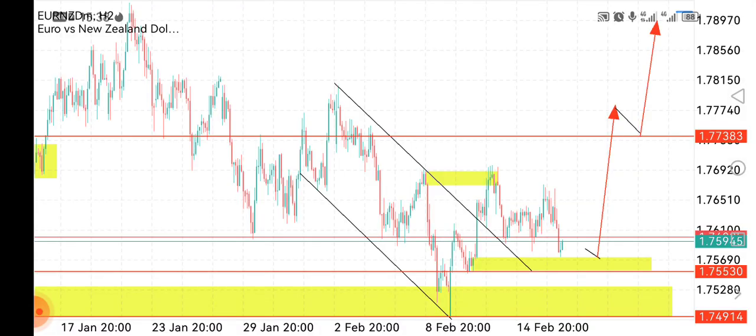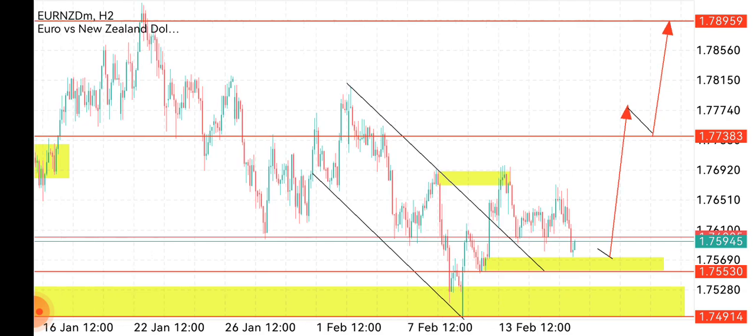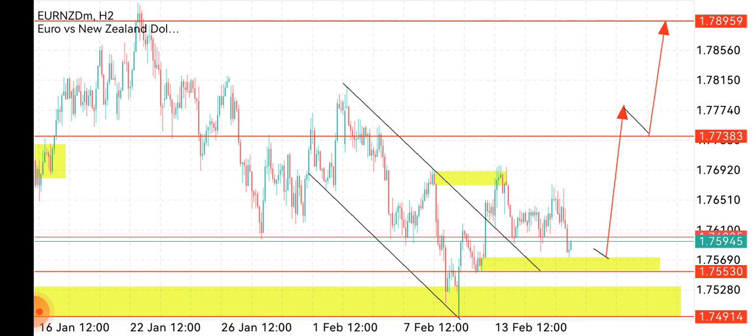So for now we only have these setups. I only see these setups for now: Euro NZD buy, and then GBP USD buy.